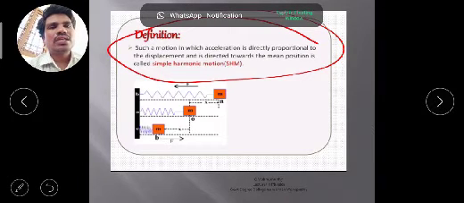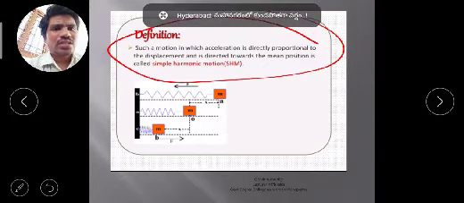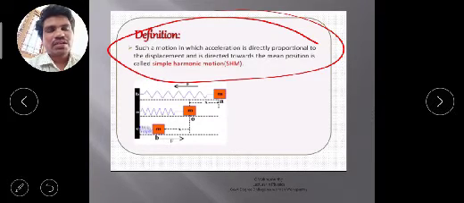Know that it is a motion in which the acceleration is always directly proportional to the displacement. When the displacement increases, the acceleration will increase. When the displacement decreases, the acceleration will decrease. And it is also opposite to the direction of the mean position.